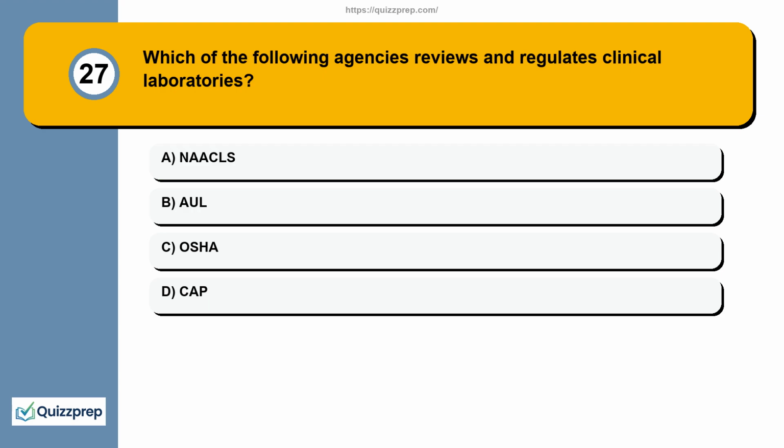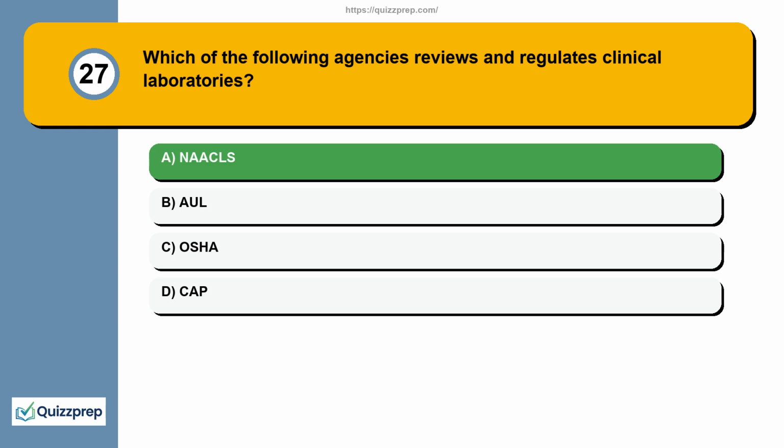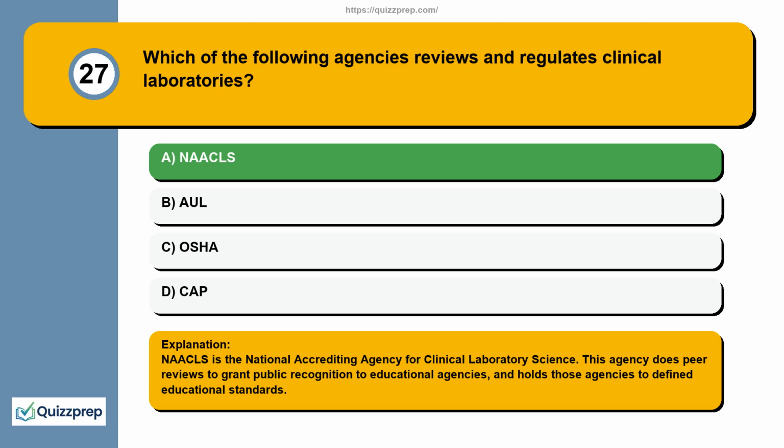Question 27. Which of the following agencies reviews and regulates clinical laboratories? NACLS, AUL, OSHA, CAP. NACLS is the National Accrediting Agency for Clinical Laboratory Science. This agency does peer reviews to grant public recognition to educational agencies and holds those agencies to defined educational standards.